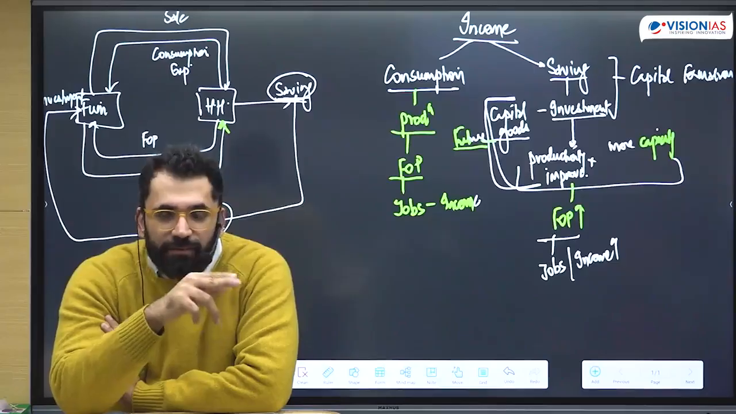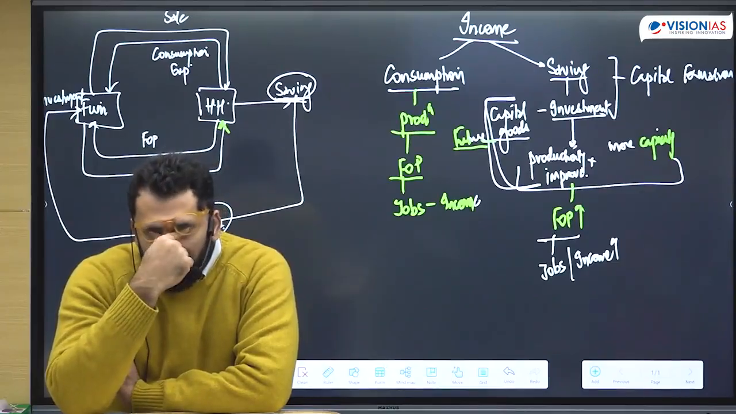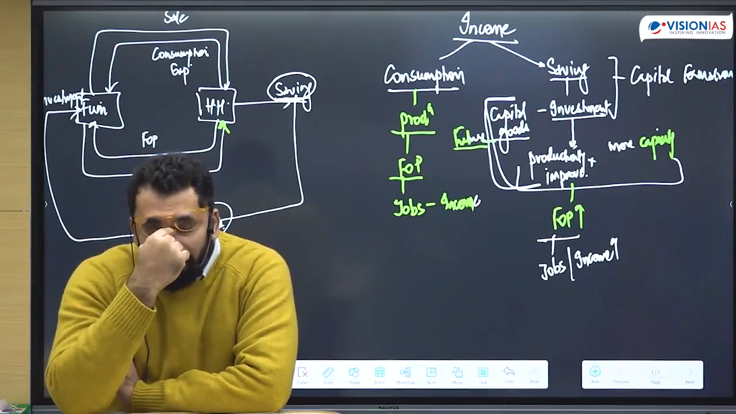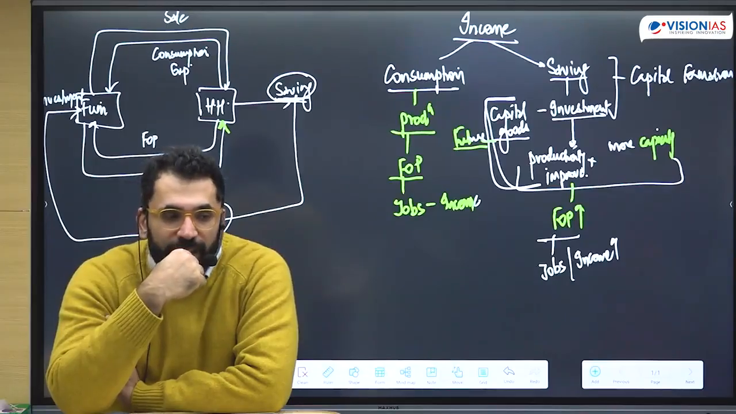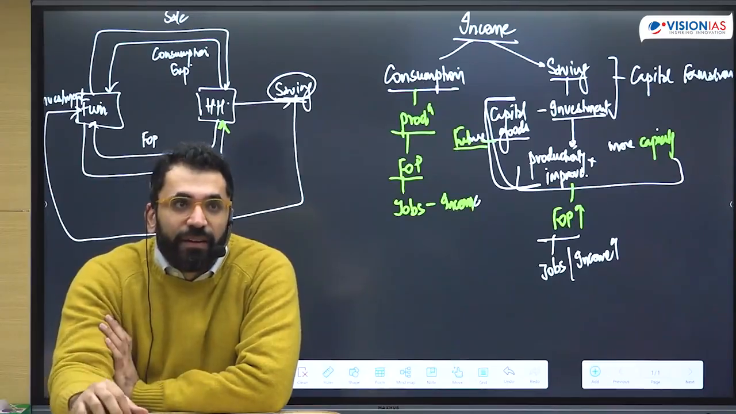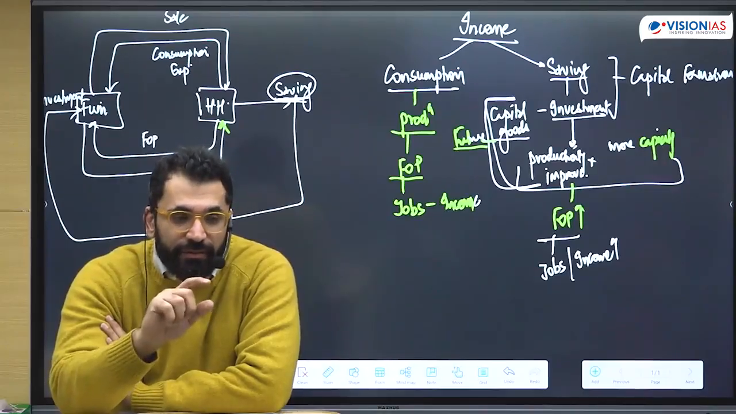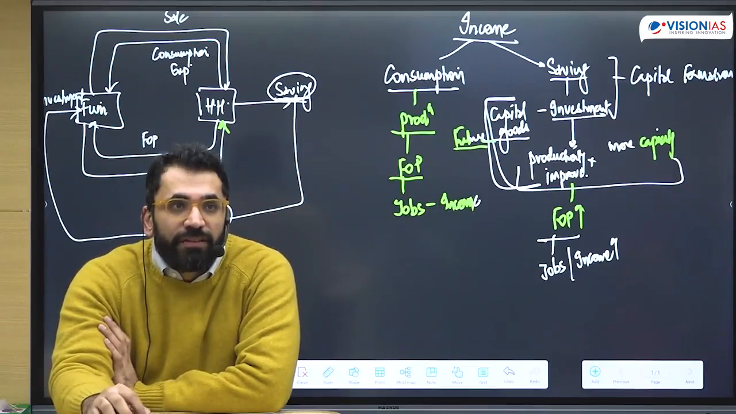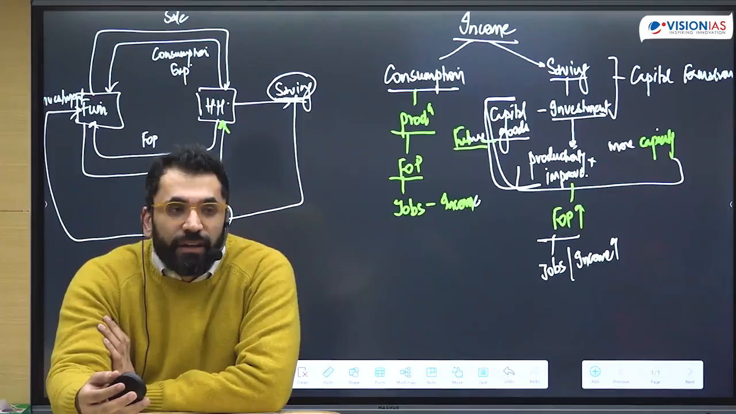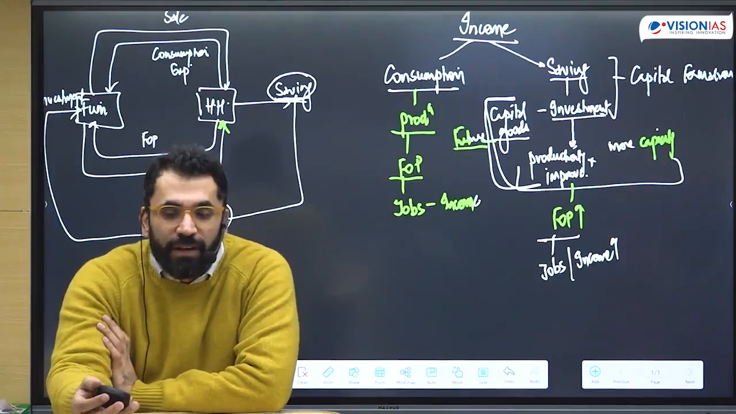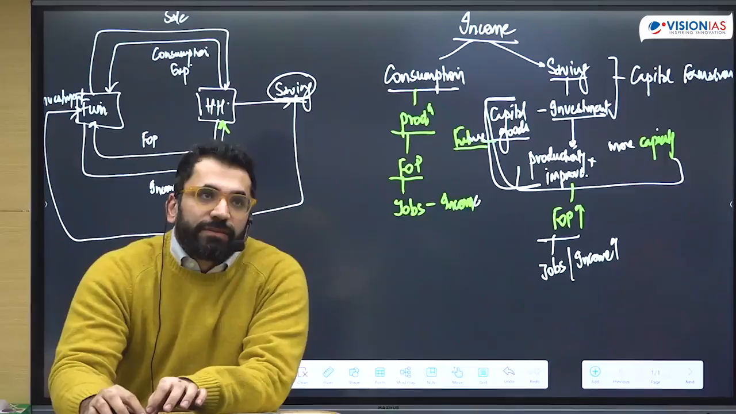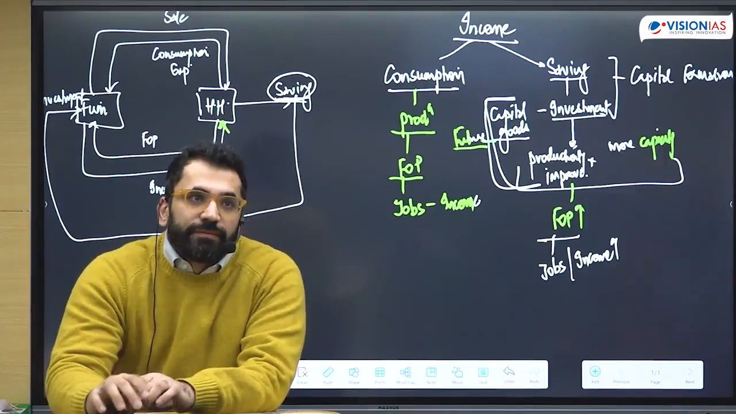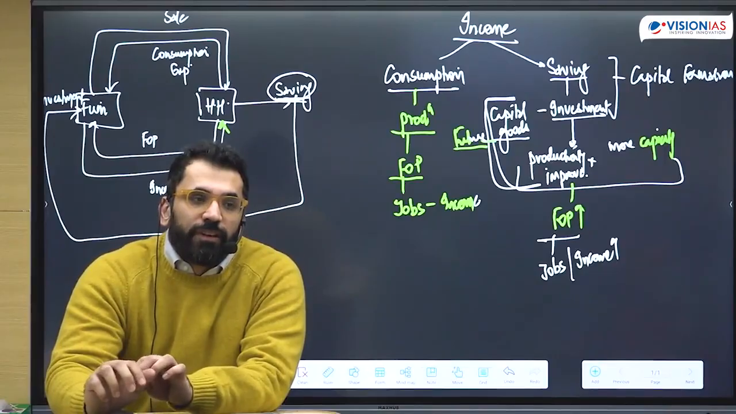Anything that increases the flow of production is referred to as an injection. Example, investment, export payments, government expenditure, etc.